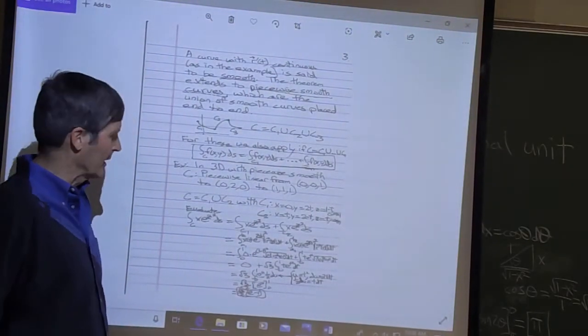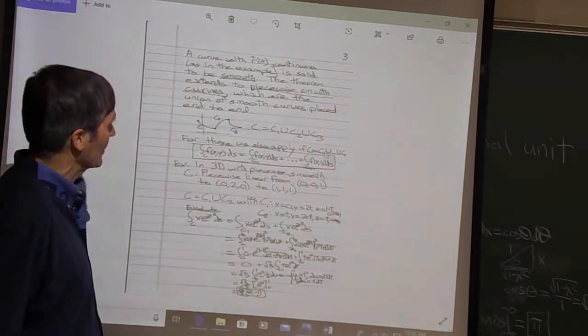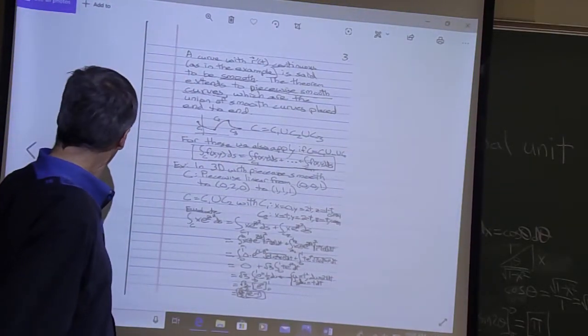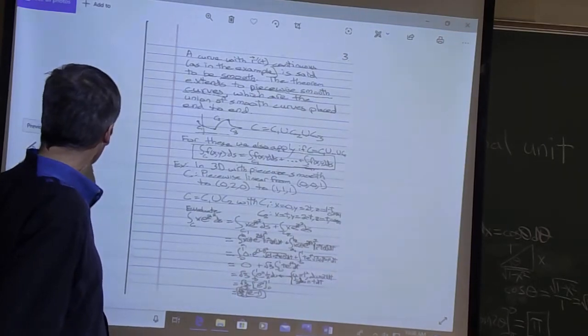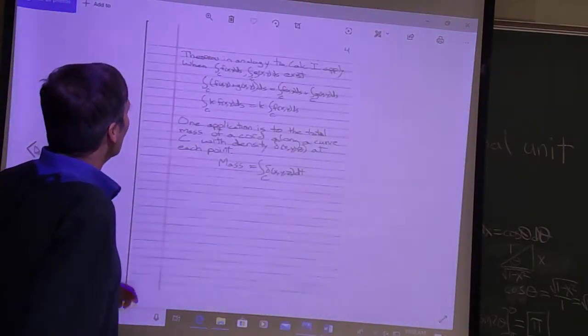There's a harder line integral in 3 dimensions with a piecewise smooth curve. That's as hard as they get for the scalar line integrals. This is kind of a hard section, isn't it? So we move on.